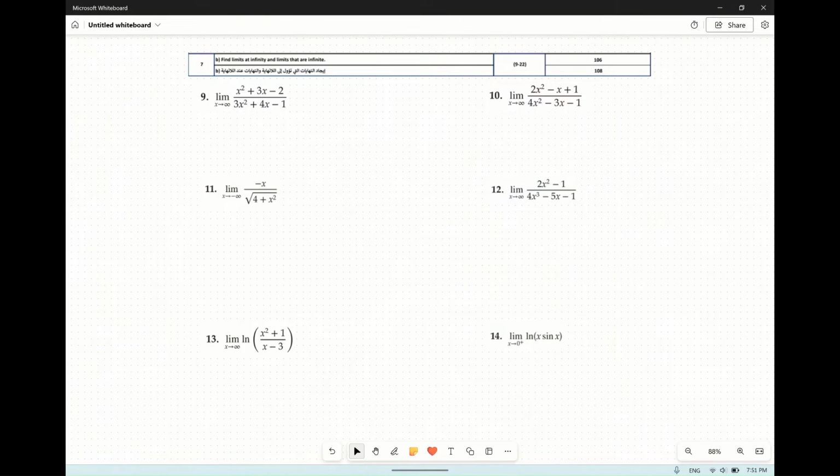Question number 7 from the EOT. Find limit at infinity and limits that are infinite. So let's start with questions 9 and 10.